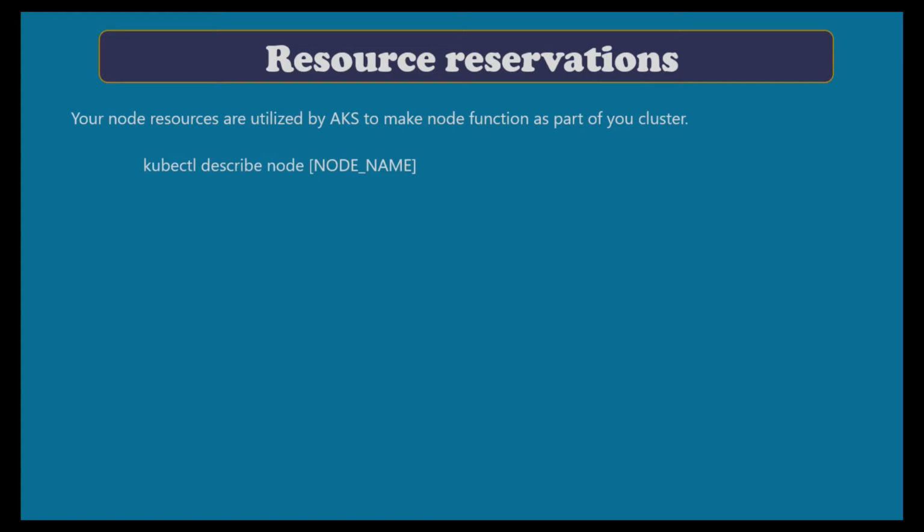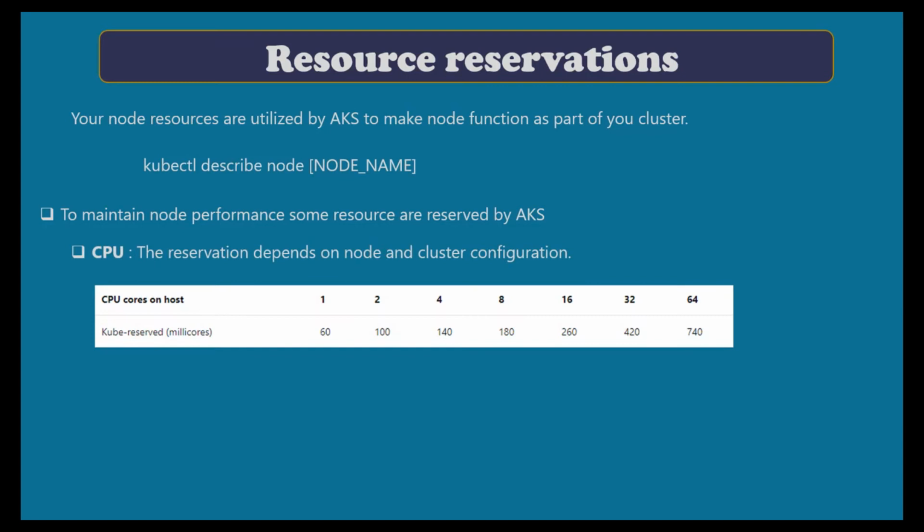So we will see this in a demonstration. In the next session we are going to create the AKS cluster. Just to keep in mind, the kubectl describe command will describe all your node parameters. To maintain node performance, some resources are reserved by AKS. For CPU, the reservation depends on your node and cluster configuration.